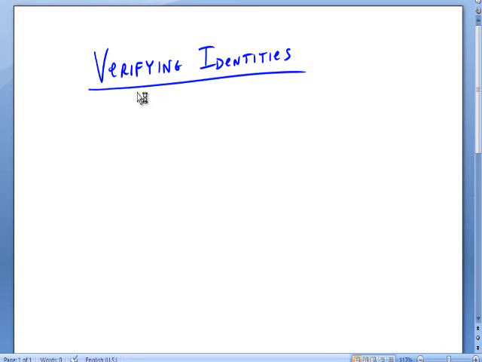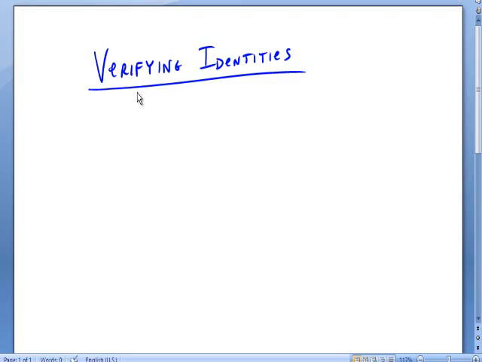In this module, we'll work with verifying identities. The purpose of working with identities is that sometimes we run into trig equations that are rather complicated on one side of the expression. And if we can go through and simplify that side, make it a little bit easier to work with, that can make solving equations a lot more manageable, a lot more reasonable.